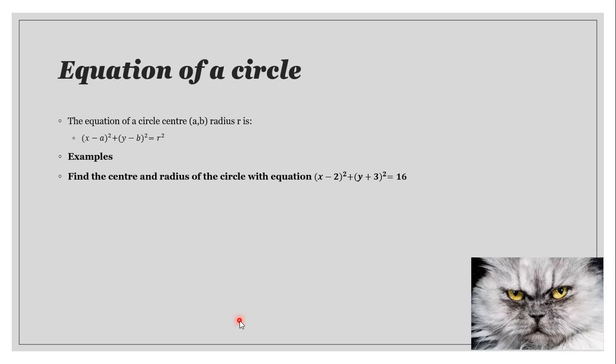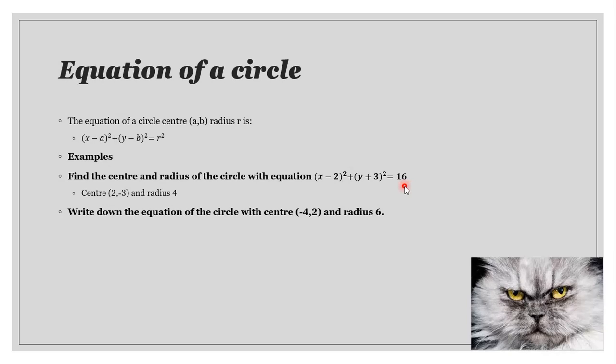Here's some examples. Find the centre and radius of a circle with equation (x minus 2) all squared plus (y plus 3) squared equals 16. So it's centre (2, minus 3) and radius 4. Now, the way to remember this is most of the time if you've got brackets in an equation, any numbers inside the brackets, you switch them to get coordinates of whatever you're trying to find. So for the centre here, you switch the sign, and then for radius, just remember square root.